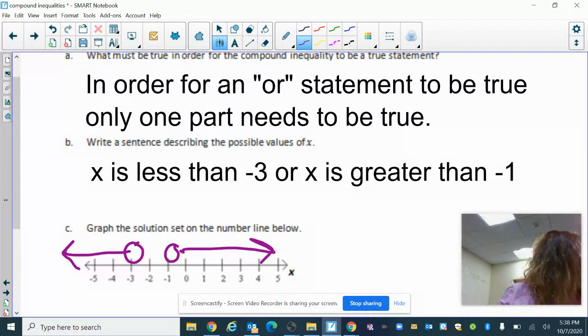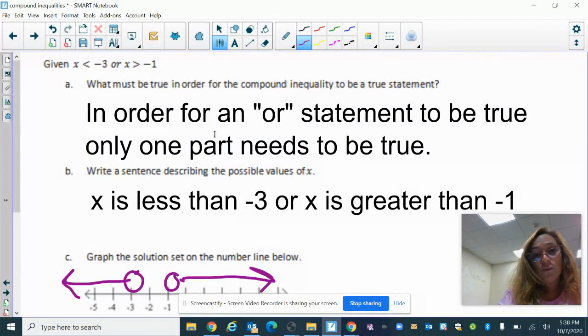Okay? You can make the circles on the number line or slightly above. It's really not a big deal. But open is a big deal, and left or right is a big deal. Okay, open circle because there is no equal bar. Left for less, right for greater.